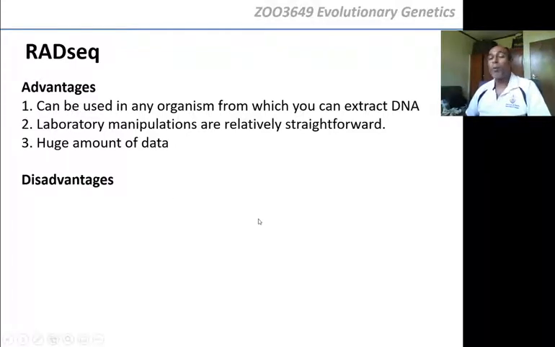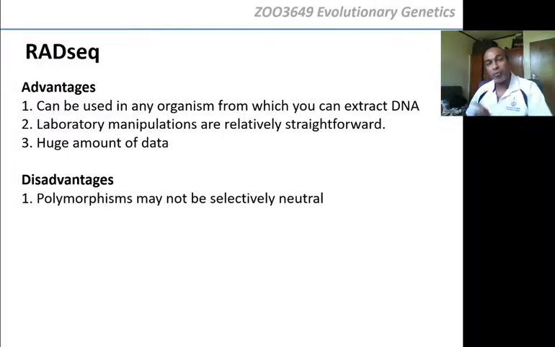Okay, what are the disadvantages? Every good thing comes with a problem, right? We all know this. Nothing comes for free. So what is the problem with the RAD-seq? Yes, we don't know where the mutations are in the genome. They might be in a gene. They might be under selection. They may not be neutral. This will become more understandable when we continue in this module.